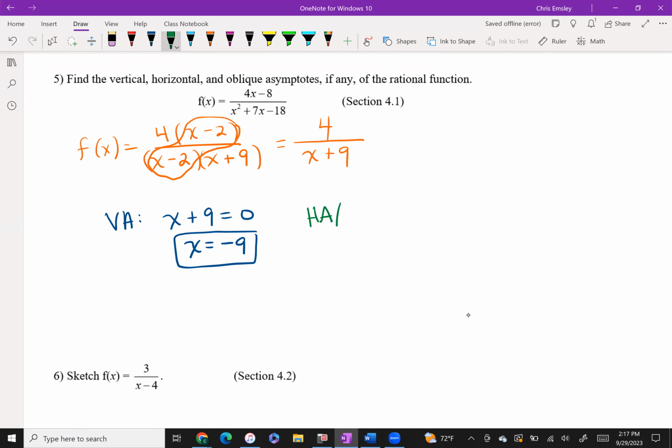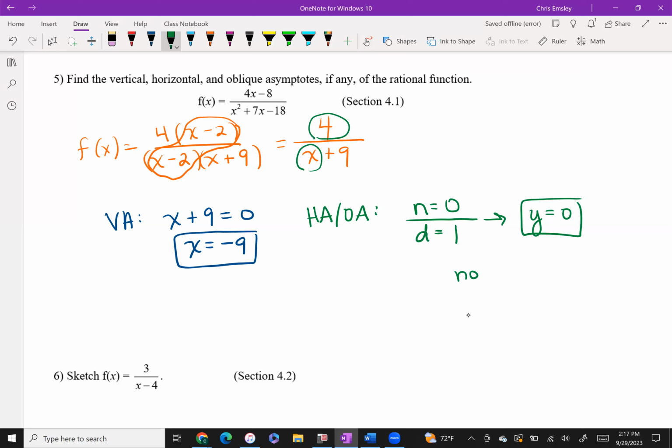Horizontal asymptote or oblique asymptote, oblique or slant asymptote, those are two names for the same thing. Again, degree of the numerator compared to the degree of our denominator. We'll use our reduced form. The degree of the top is 0. We don't have any variables up there. The degree of the denominator is 1. It's x to the first power. Anytime the top is smaller than the bottom, automatically that tells me I have an asymptote at y equals 0. And again, if there is a horizontal, that means there is no oblique.